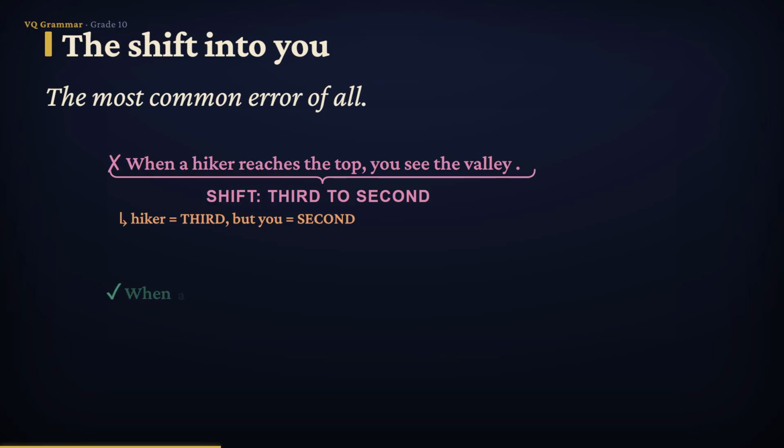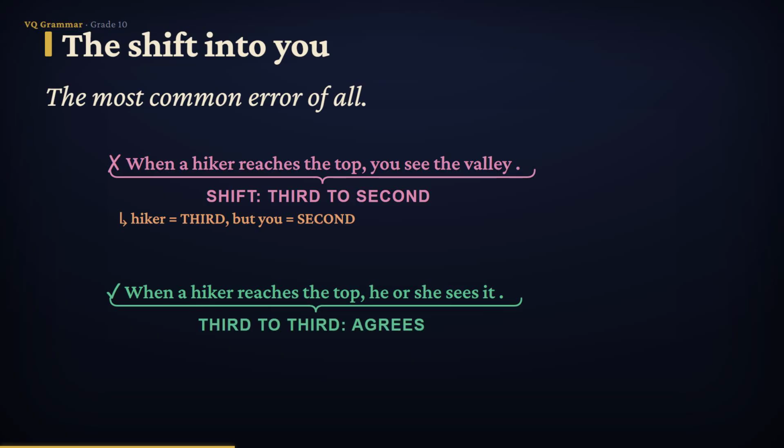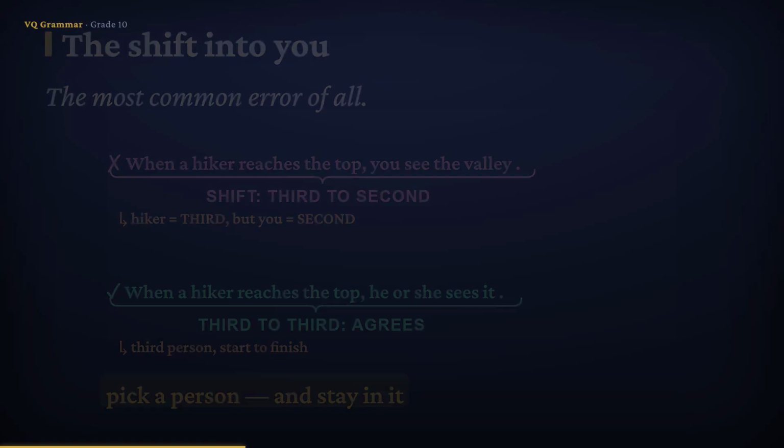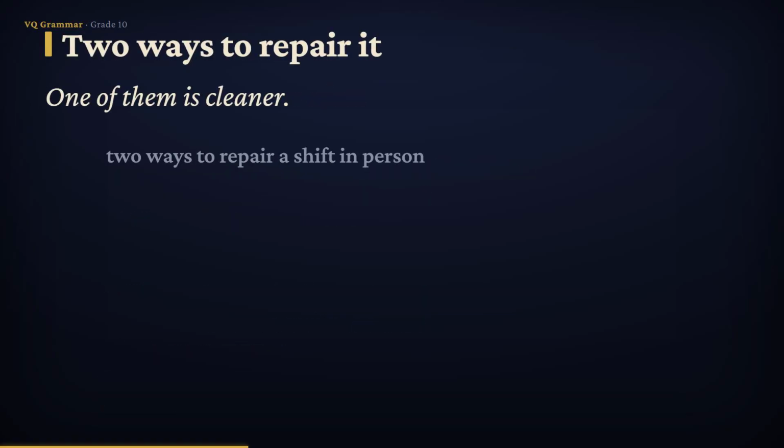Here's the repair. When a hiker reaches the top, he or she sees the valley. Now the antecedent and the pronoun are both third person, and the sentence holds steady. So the rule of thumb is simple. Pick a person and stay in it. There are two good ways to repair a shift, and one of them is usually the smarter choice.